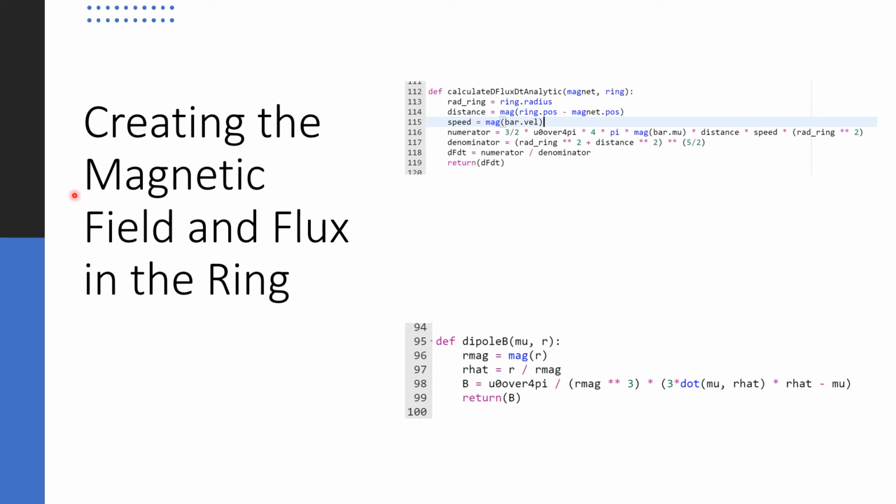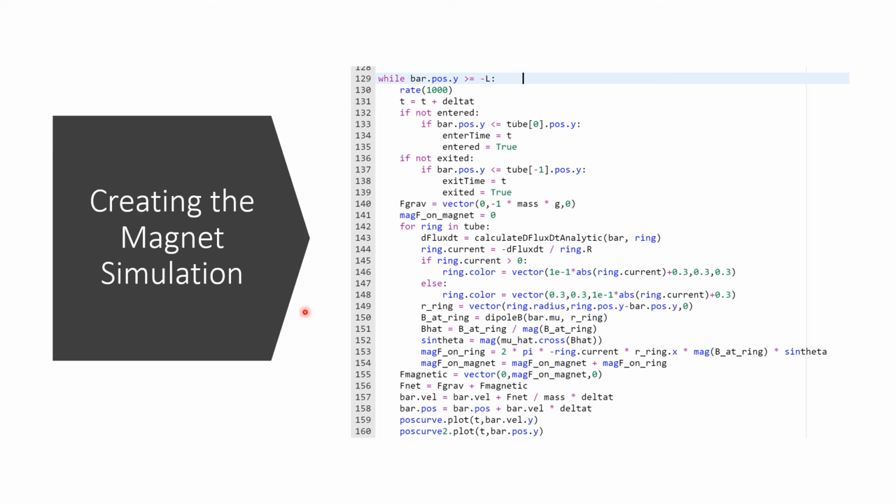So, using GlowScript, we created the magnetic field and the flux in the ring that was here. Create a function to create the magnetic flux. Create a function to create the flux and the magnetic field of the magnet, which was a dipole. In here, we created the magnet simulation as the magnet would fall through the tube.